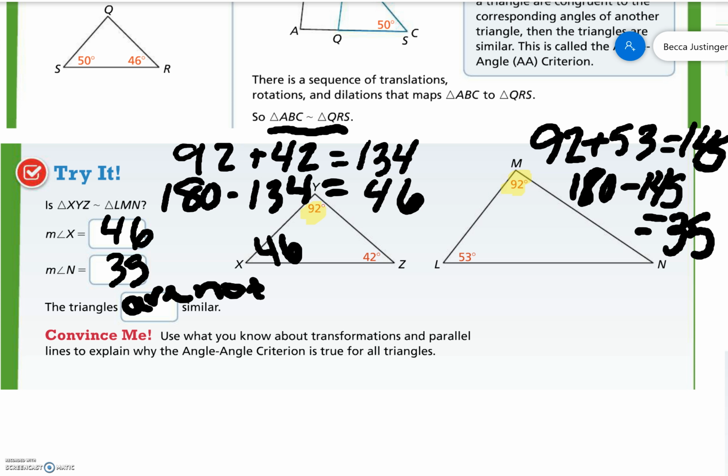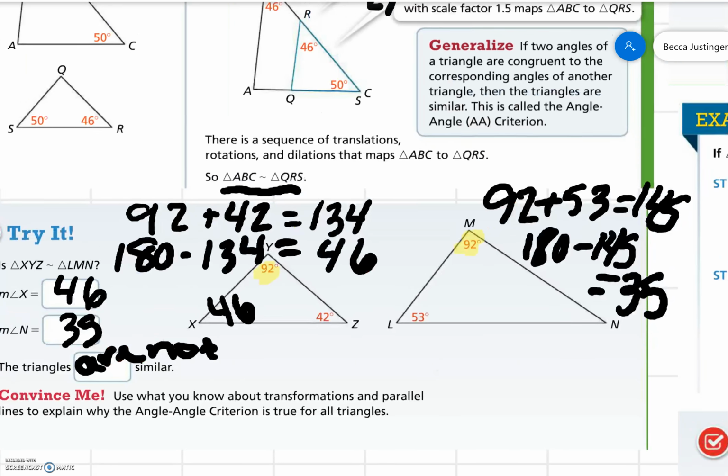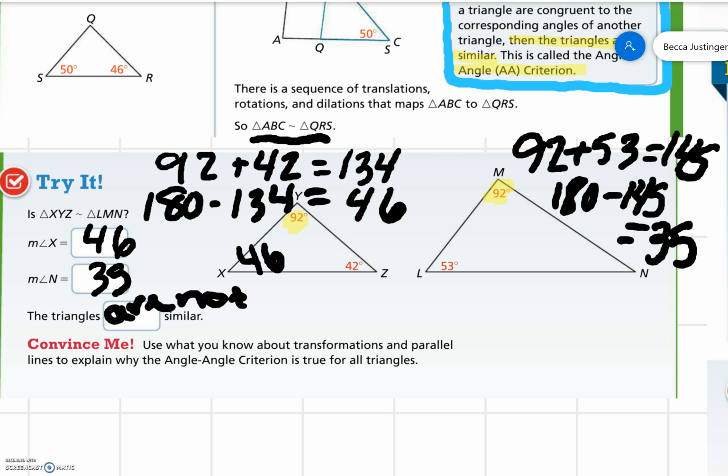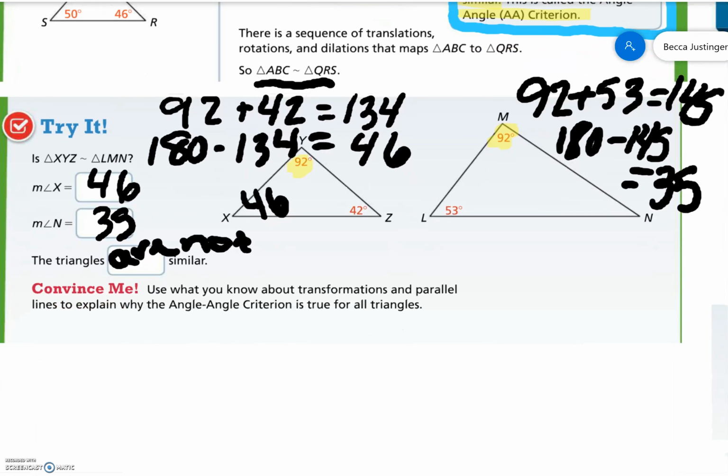Use what you know about transformations and parallel lines to explain why the angle-angle criterion is true for all triangles. Go back to this, I forgot to do the generalization. If two angles of a triangle are congruent to the corresponding angles of another triangle, the triangles are similar. This is called the angle-angle criterion. So if they have at least two angles that are the same, the triangles are similar. Here they had one angle that was the same, but they did not have two angles.